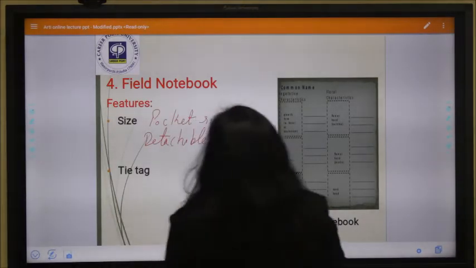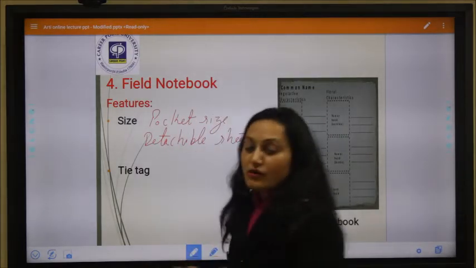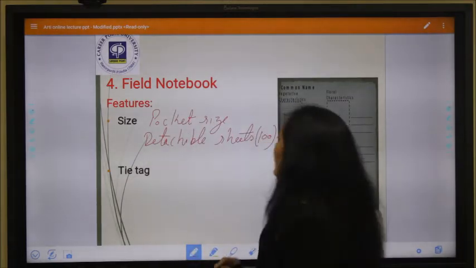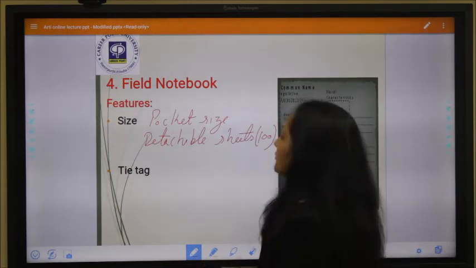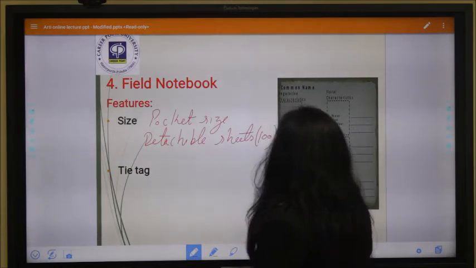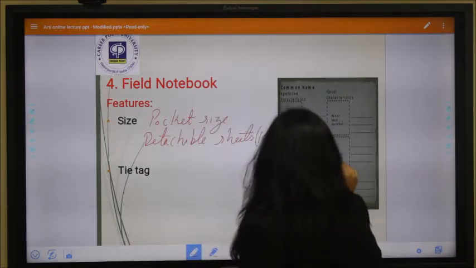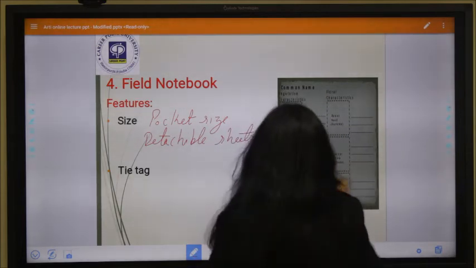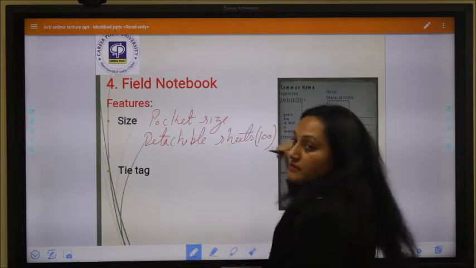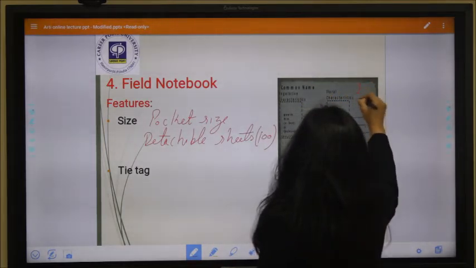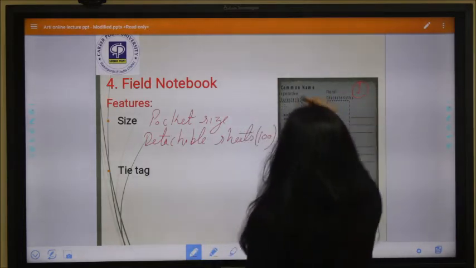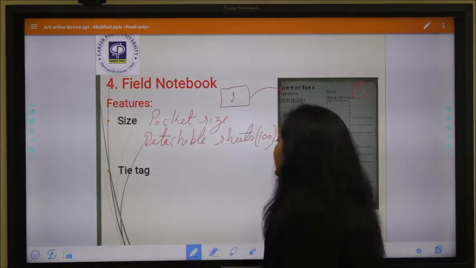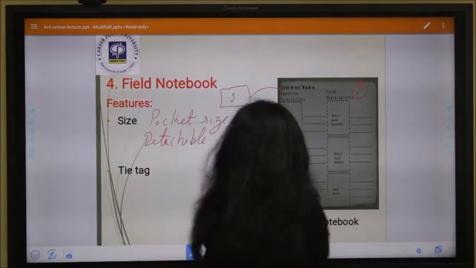And at the time of collection of specimen, note the detail of the specimen or information about the specimen in this field notebook, which has the same number as that on the tag. Suppose the number of the field notebook is 1. So the number 1 is also present on the tag. Suppose this is a tag, number 1. So tie the tag with the specimen at the time of collection.